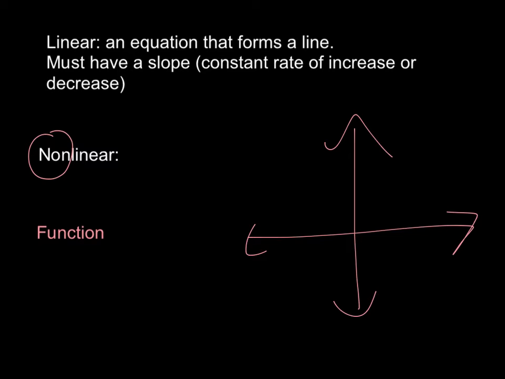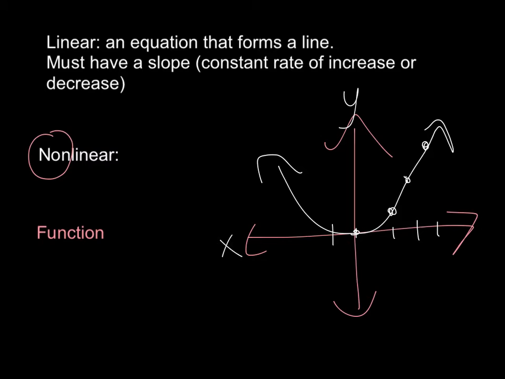Next, we're going to quickly define function. Functions can be linear, and sometimes they can be nonlinear. Here's an example of a linear function because it forms a line. Here is an example of a nonlinear function. It does not form a line, but it is still a function. A function is an equation where for every input, there is exactly one output. For every input, for every x value, there is exactly one y value.